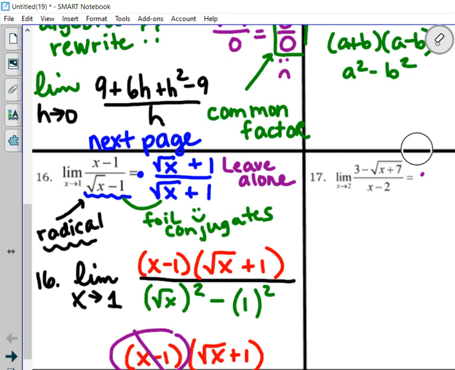The numerator this time is the expression with the root, so the numerator is where we're going to build the conjugate. I'm going to multiply by 3 plus the root of x plus 7 in the numerator, and 3 plus the root of x plus 7 in the denominator. All right, try that one, see if you can finish it.